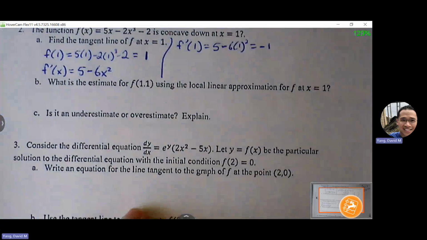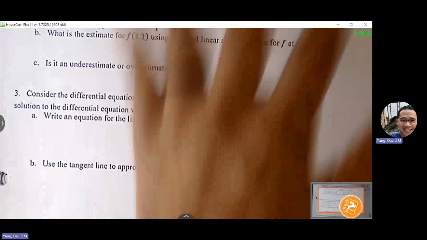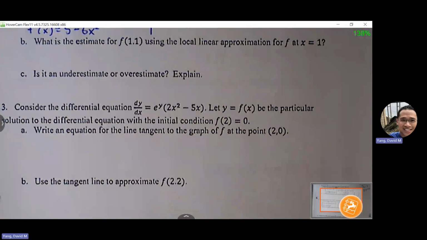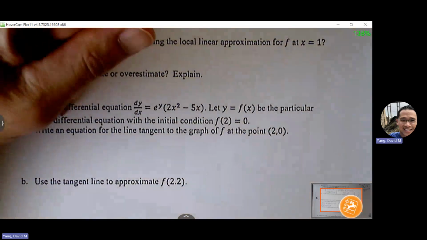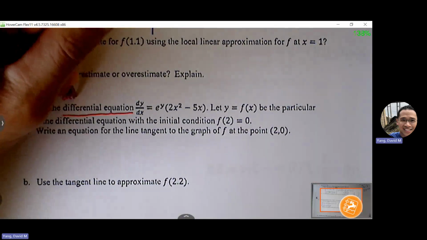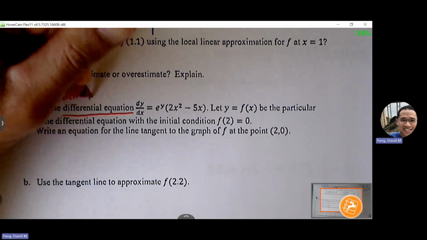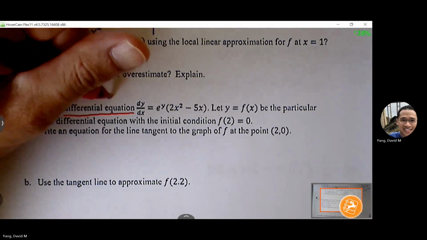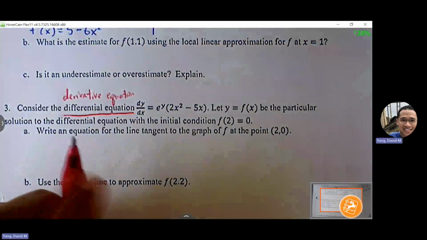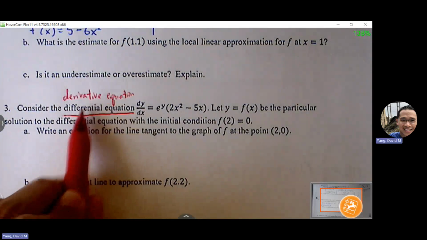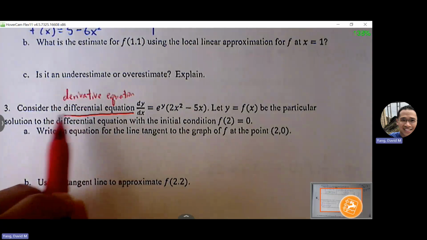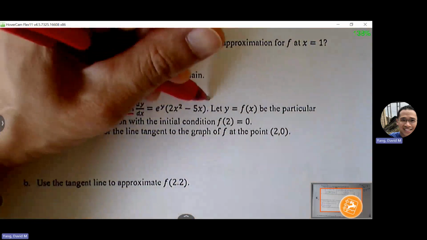number 3, it feels more complicated, but it's actually not. It says consider the differential equation. Now that word, I've seen that before. Differential equation, all that means is it's a derivative equation. That's all it is. We're going to use this phrase a lot more second semester when we talk about solving a differential equation. But right now, just know it's some slope formula.